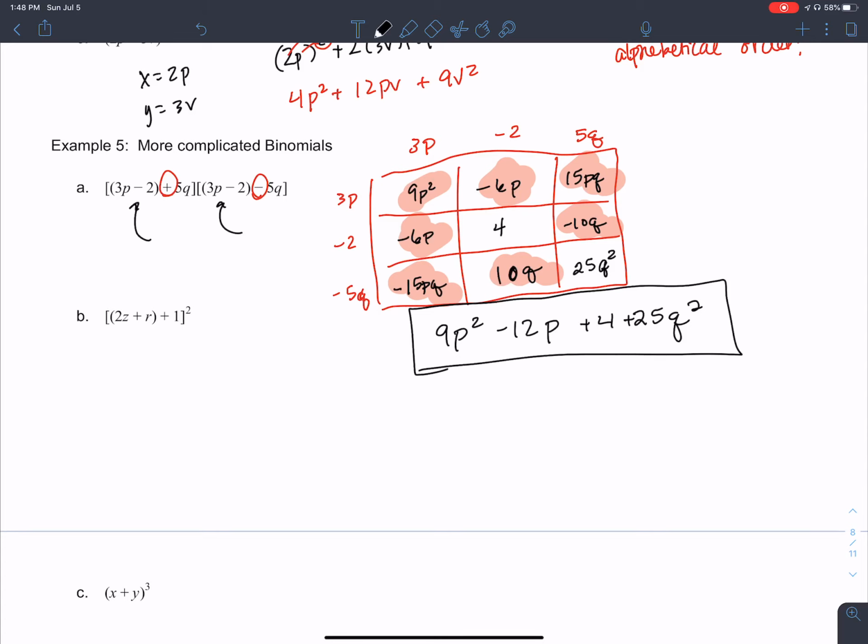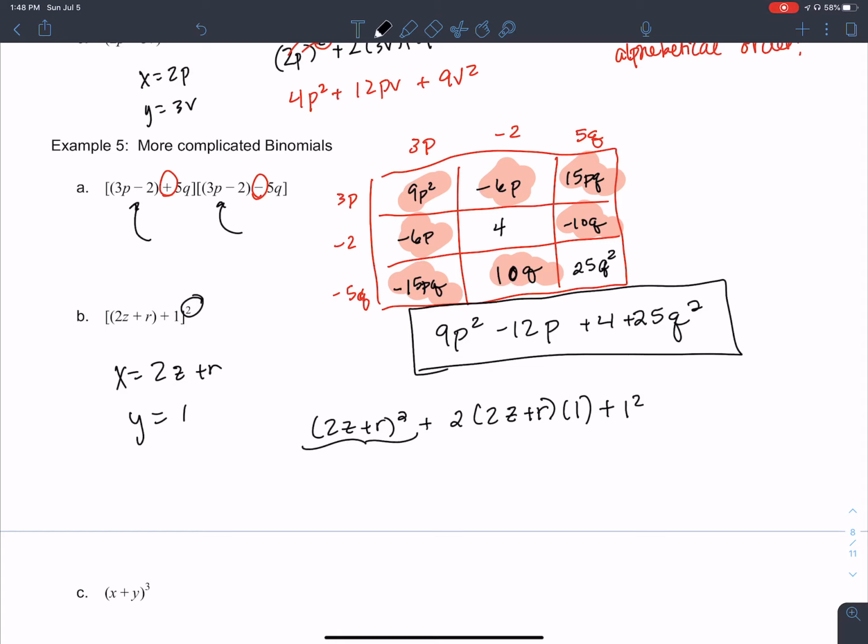This one we're squaring the same thing, so use the formula. x is 2z plus r, and y is 1. So we get 2z plus r squared plus 2 times 2z plus r. I'm struggling because my 2's and my z's look the same. That's why I cross my z's. Times 1 plus 1 squared. The only thing we're going to have to FOIL out is that.